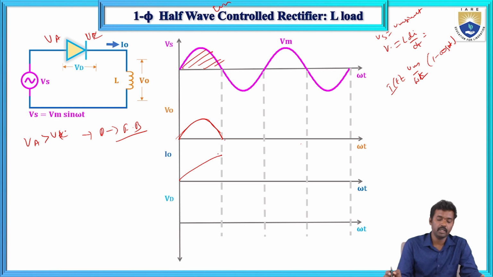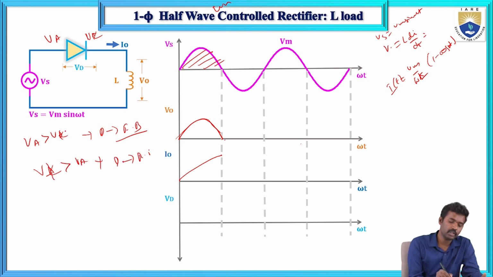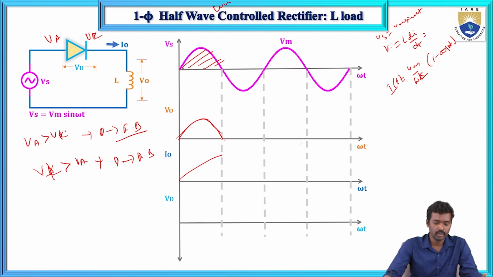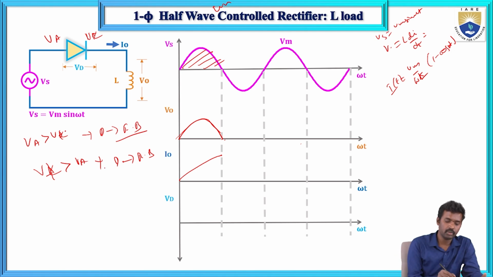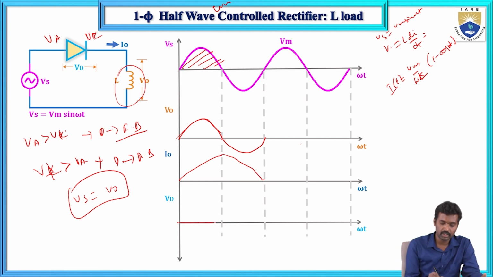So now the output current is increasing like this up to pi only. And after pi, Vk is greater than Va, so the diode is in reverse bias. In this case the output voltage equals the supply voltage Vs. It will follow the supply voltage, but the current will decrease. But the diode voltage is always a short circuit.